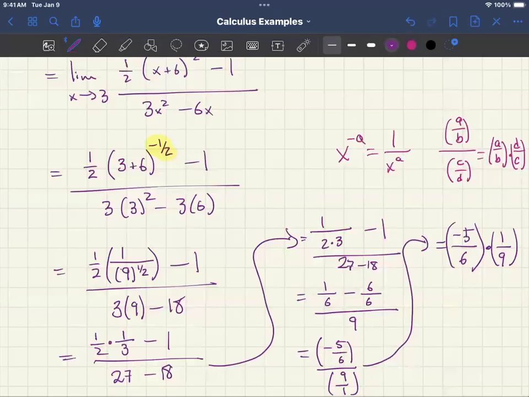So that means we get a negative 5 on our numerator and a 9 times 6, which is 54 on our denominator. And there is our solution there.